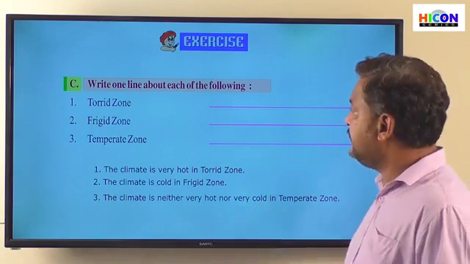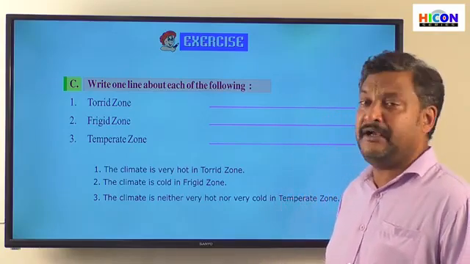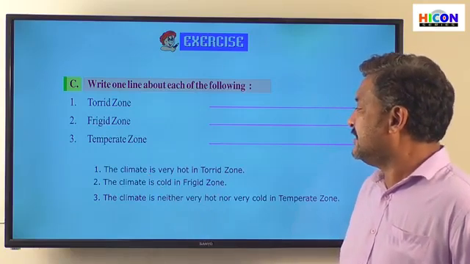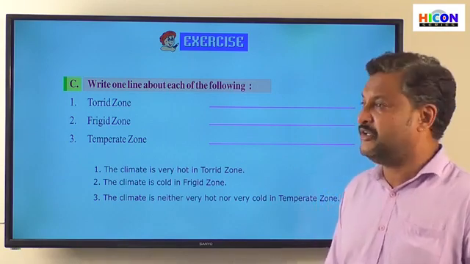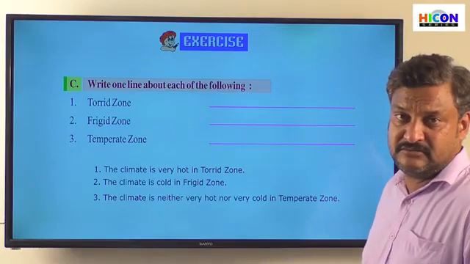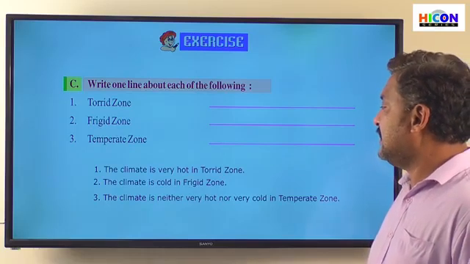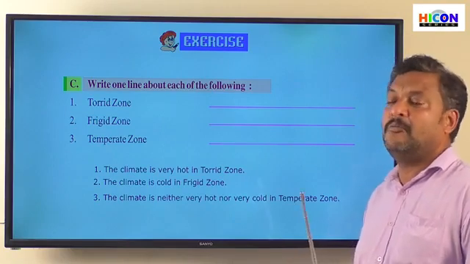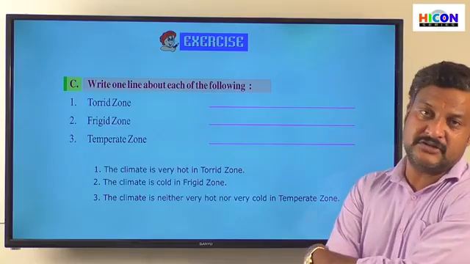Right? So all these are sentences that we can write about the temperate zone, torrid zone and frigid zone. So we have given one each here. See, the climate is very hot in torrid zone. Second, the climate is cold in frigid zone. It's very cold over there. Third, the climate is neither very hot nor very cold in a temperate zone. Means moderate climatic conditions are there in temperate zones.